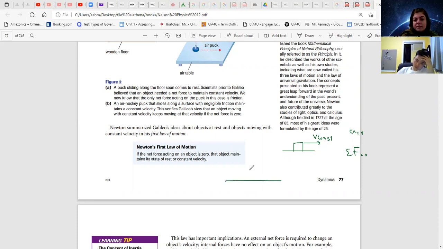Or if something is resting on a table, the net force is going to be zero again. The acceleration is zero. The net force is zero. Any question? So this is the first law of Newton.